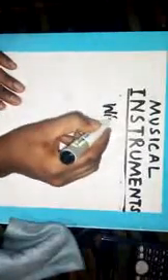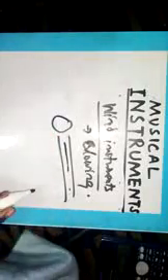Now let us go to wind instruments. Wind instruments are the instruments which produce sound through vibration of air, and this vibration of air is caused by blowing. When you blow with your mouth into a certain instrument, here there is a certain device, assume here there is your mouth, you will cause these air particles to vibrate, hence producing sound.